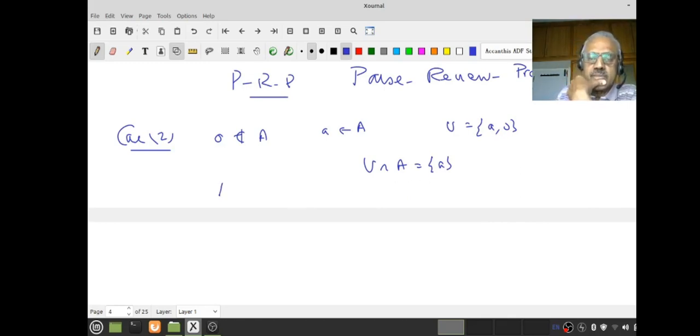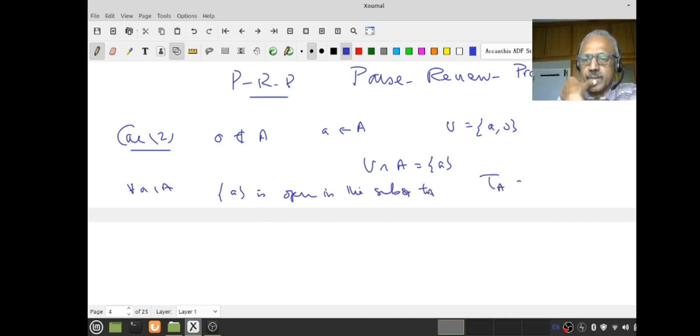so all singletons {a} for every a in A are open in the subspace topology. Therefore, tau_A is nothing other than the discrete topology on A. So, pause, review, proceed.